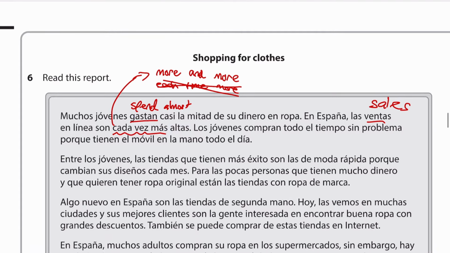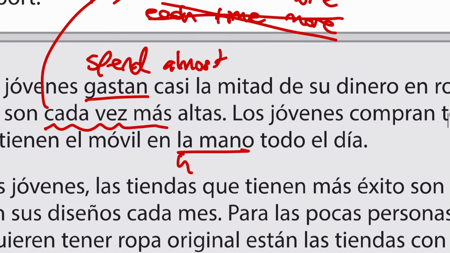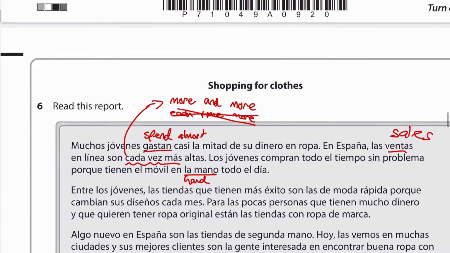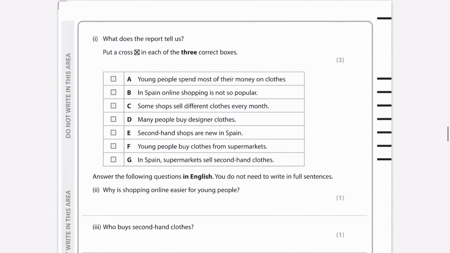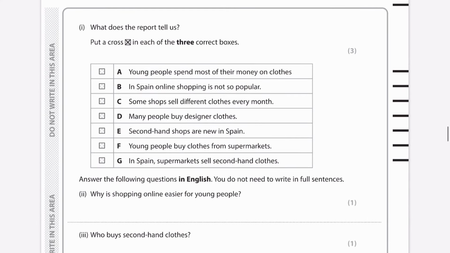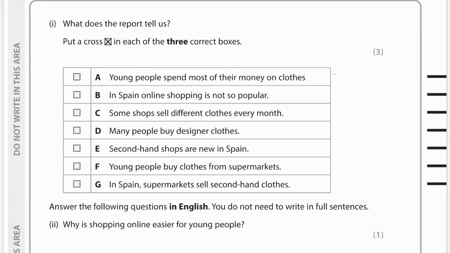Los jóvenes compran todo el tiempo sin problema. So they're just buying things the whole time. Sin problema porque tienen el móvil en la mano todo el día, in the hand. Okay, see if I can answer question 1 with this. Is there multiple choice? Yes, ooh, it is. Okay, it's interesting. I like these ones, I think. So what does the report tell us? I'm not going to tick the main boxes for the time being. I'm going to put it on the side. So I think, yes, young people spend most of their money on clothes. Yeah, that seems correct.